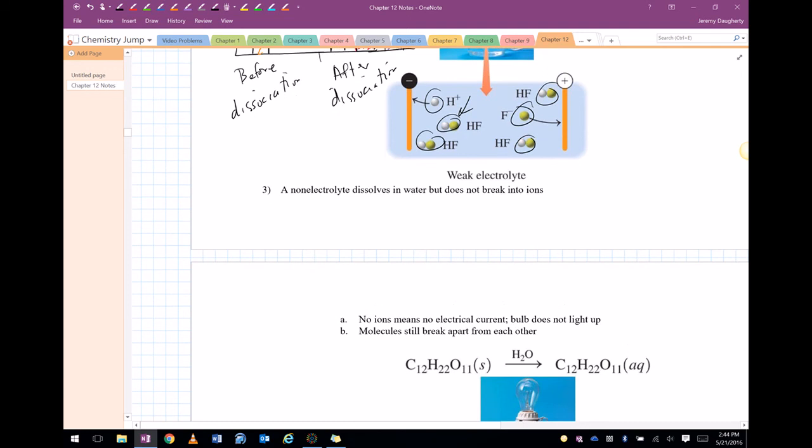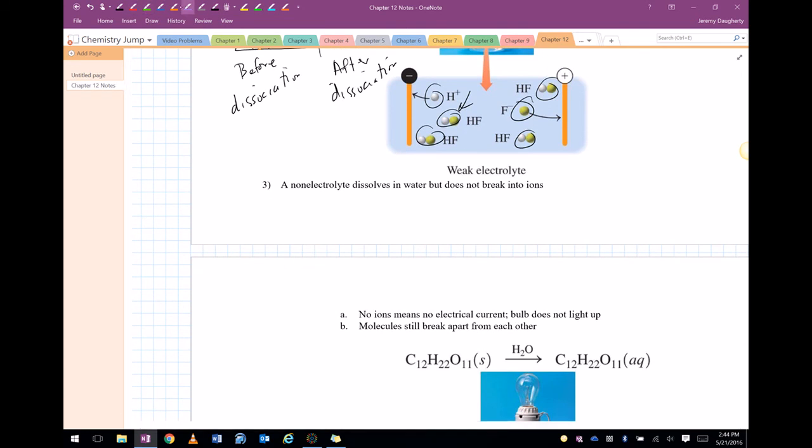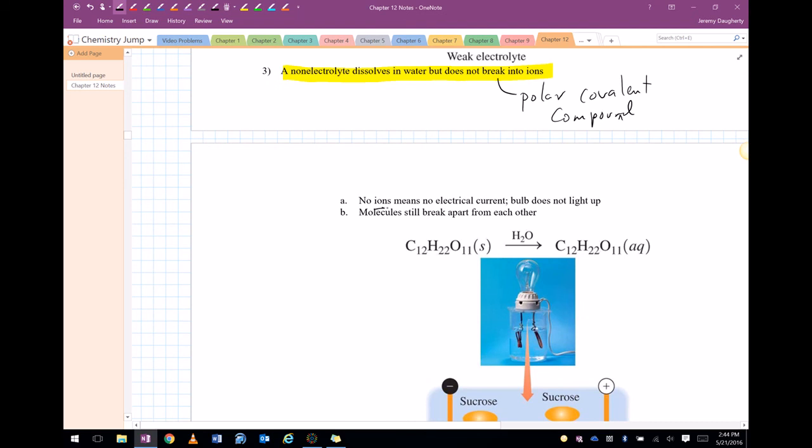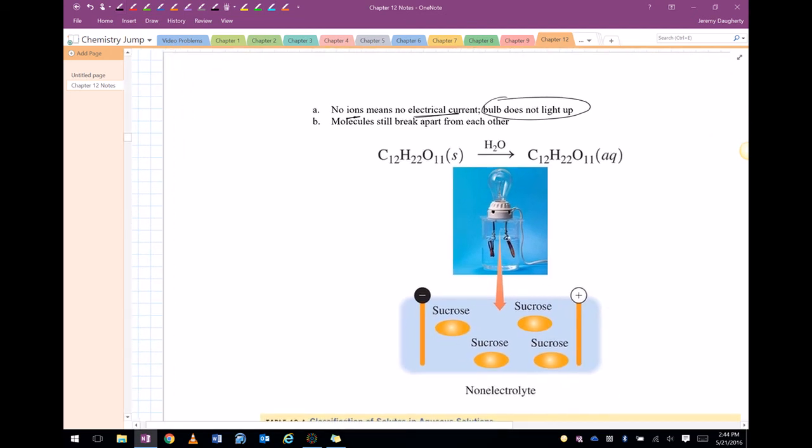Now, a non-electrolyte will dissolve in water, so it still dissolves, but it doesn't break up into ions. And again, this is where I said we're talking about a polar covalent compound. Since it doesn't have any ions, that means it won't conduct electricity, which means the bulb doesn't light up. So I often say these polar covalent compounds, they just get wet. That's all that happens. They're separated from each other, so we are able to weaken the intermolecular forces to separate the solid. But they don't break up into ions.